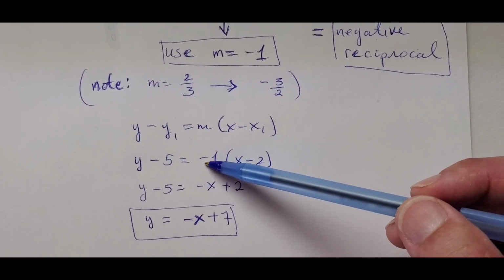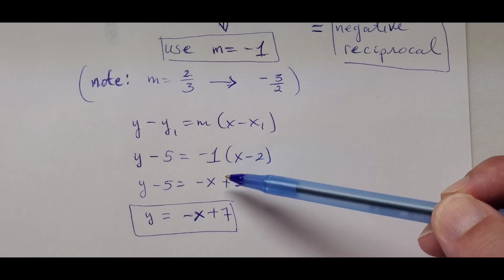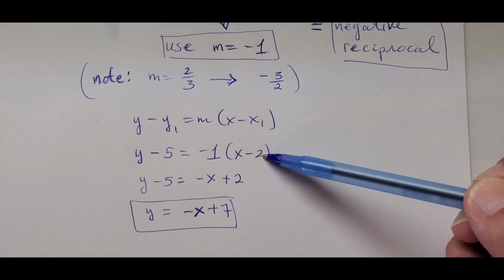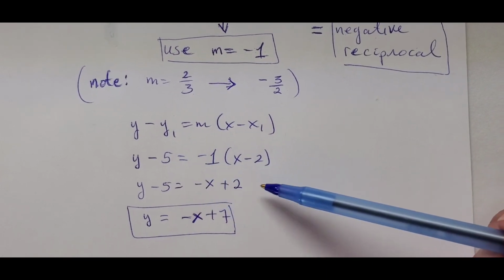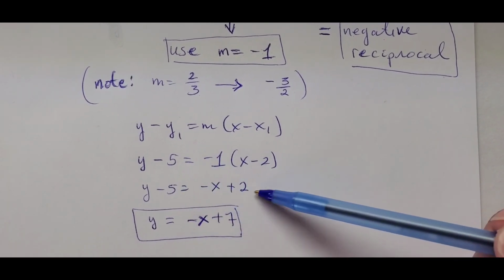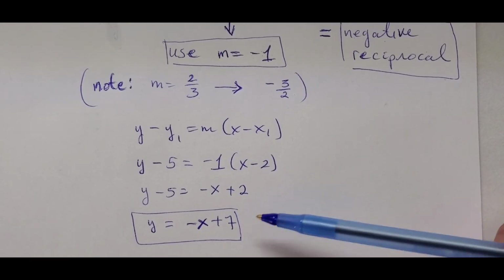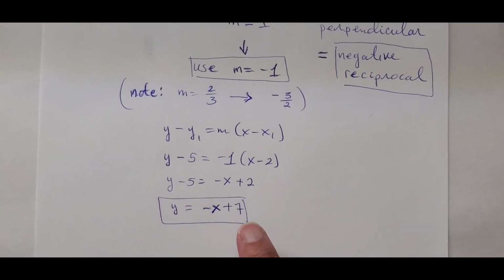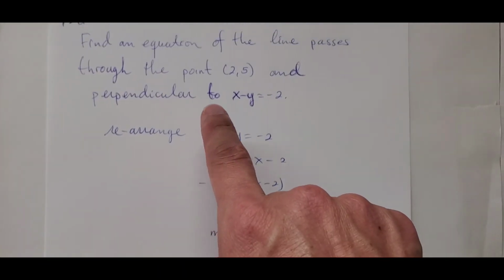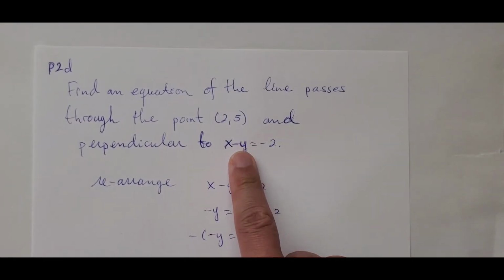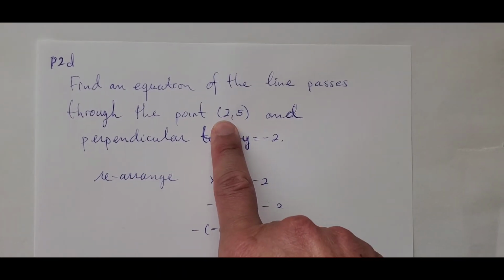Now just distribute. Negative times x is -x. Negative times -2 gives me +2. Now plus 5 to the right hand side, so 5 plus 2 gives me 7. So this is the equation that is perpendicular to the given equation using that point.